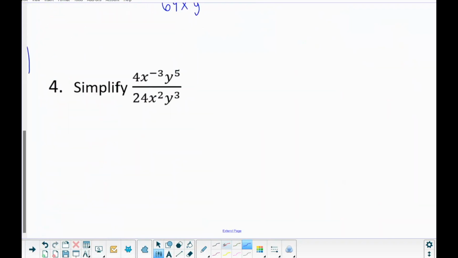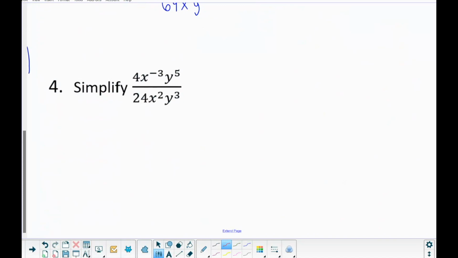All right, here we are simplifying a fraction. So again, make sure you have your laws of exponents. You need those. In this case, we're using our quotient rule, and we also have a negative here, so that means we are using the negative exponent rule. So let's start with these whole numbers.